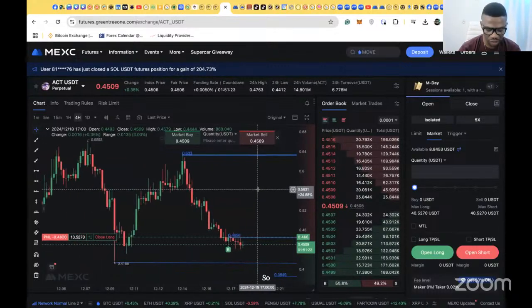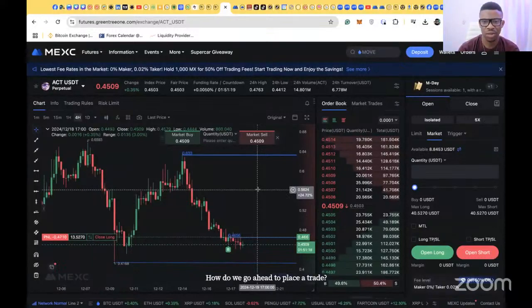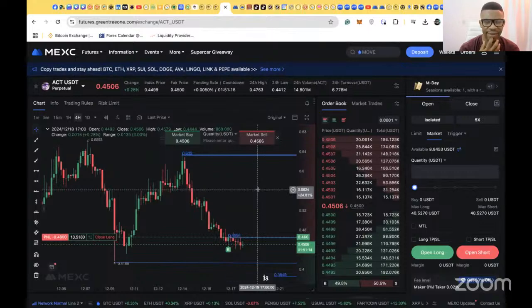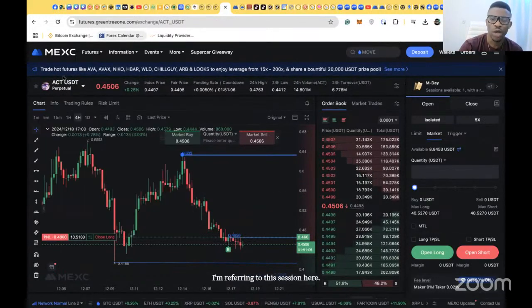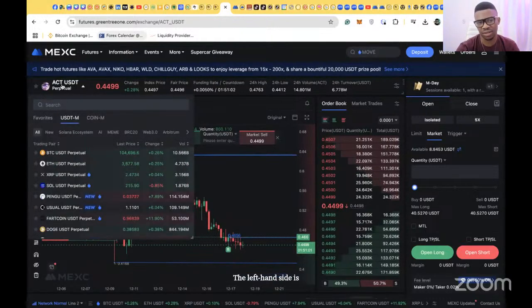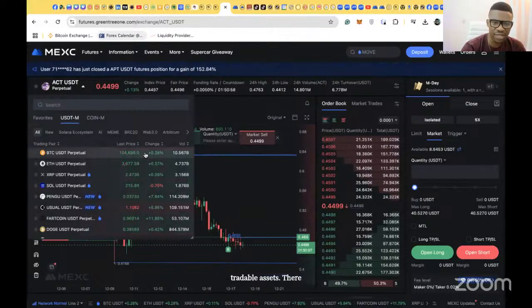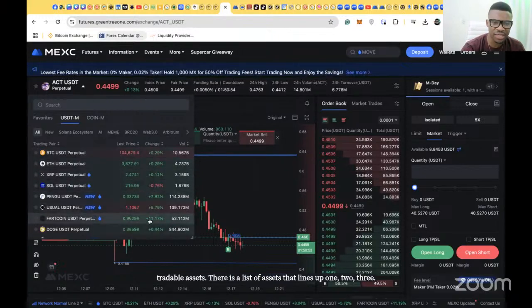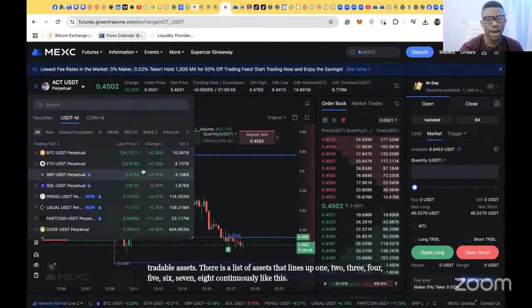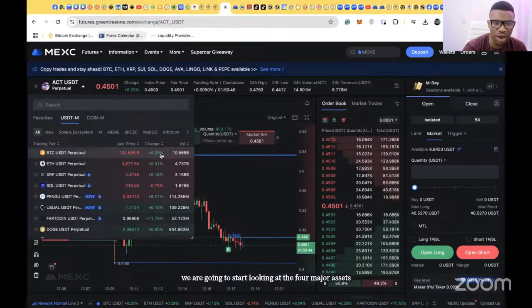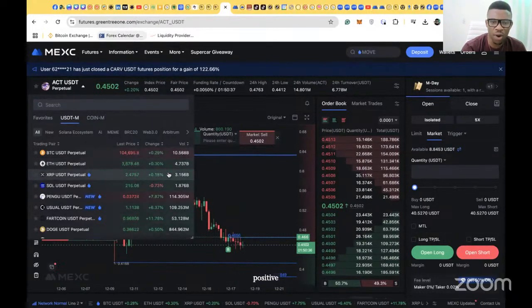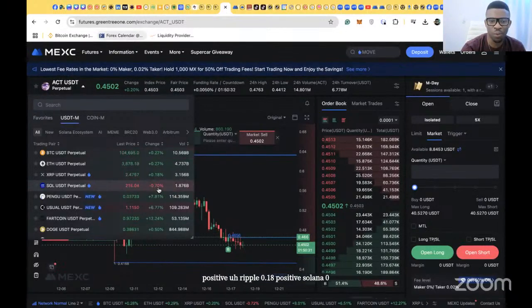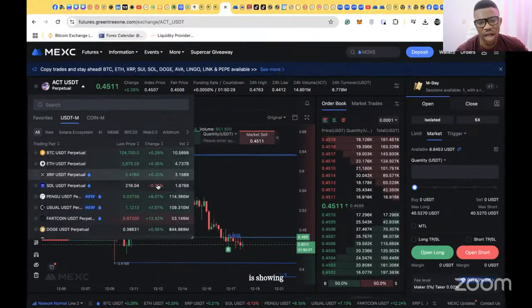So today, we want to place a trade. How do we go ahead to place a trade? The first thing we must do is to go to the left-hand side where we have the assets. Anytime I talk about the left-hand side, I'm referring to this section here. When you open the chart, the left-hand side is where you see the tradable assets. There is a list of assets lining up continuously like this. We are going to start by looking at the 4 major assets: Bitcoin 0.28 positive, Ethereum 0.28 positive, Ripple 0.18 positive, Solana 0.70 negative.